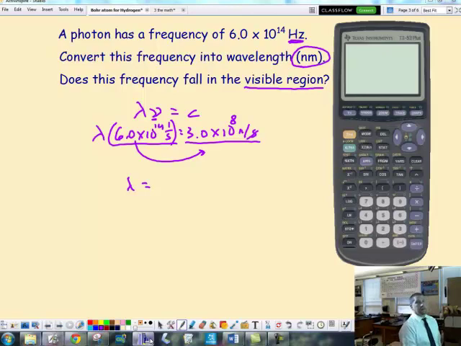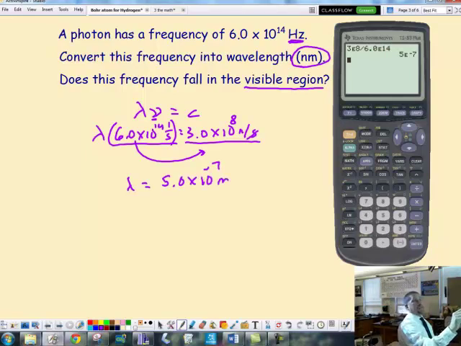Let me grab my calculator here. So 3 times 10 to the 8th divided by 6.0 times 10 to the 14th, and I get 5 times 10 to the minus 7 meters.